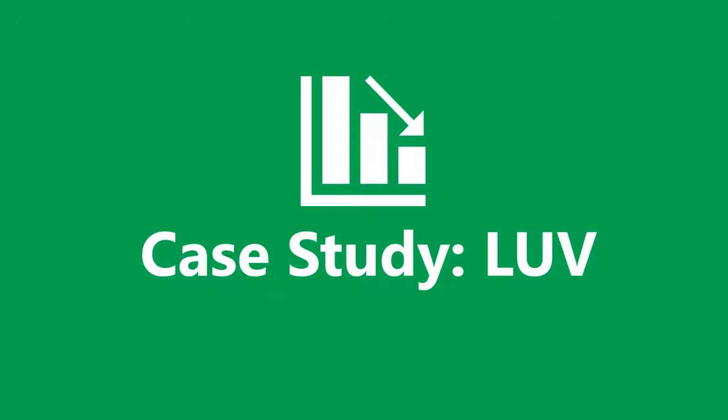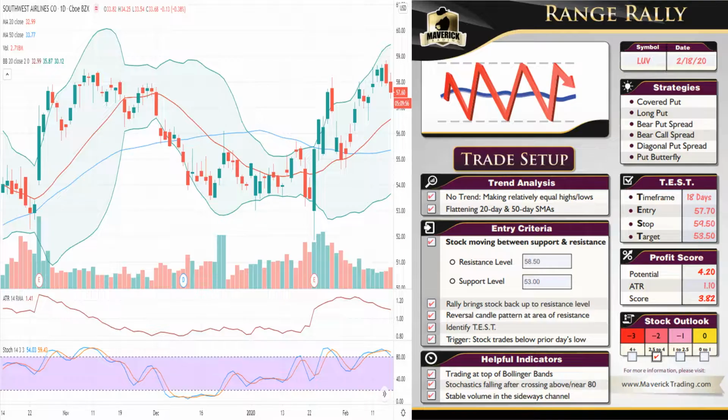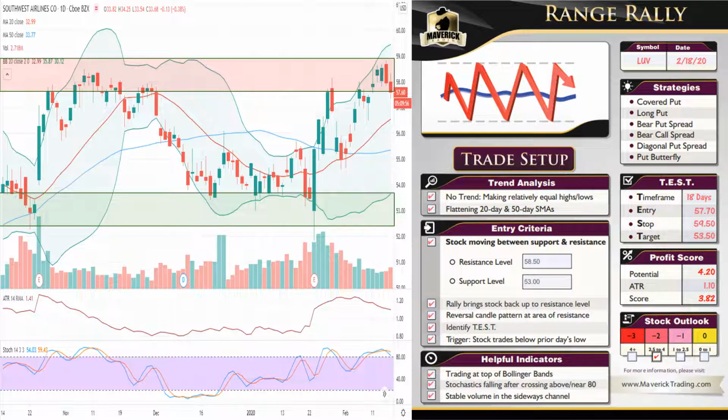I like to do both. This is Southwest Airlines, and we're just going to go ahead and force this. I'll keep it up here, and I could briefly walk it through. So this is a range rally. I think we have some lines here. Yeah, I'll go ahead and get these lines up for you.